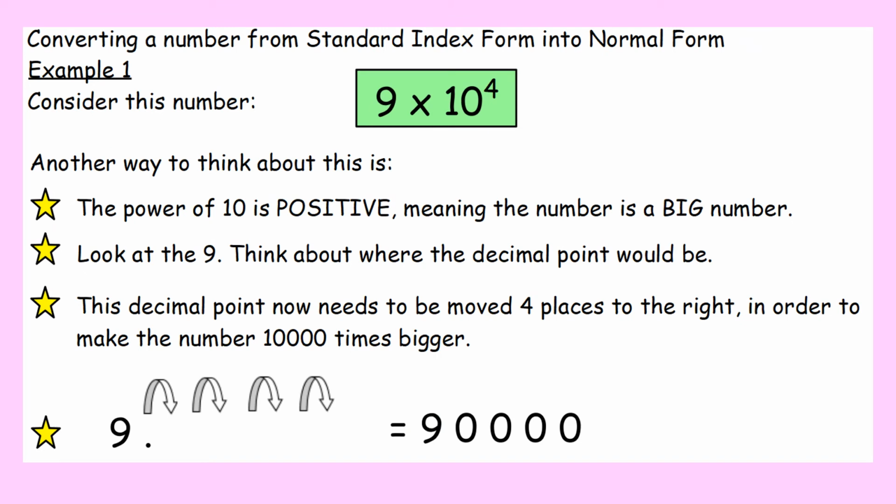Okay. So another way to think about this, say you'd been asked to convert 9 times 10 to the power of 4: the power of 10 is positive, it's positive 4, meaning that the number is a big number. So we look at the 9 and we think about where the decimal point would be. The decimal point now needs to be moved 4 places to the right in order to make the number 10,000 times bigger. So we end up with 90,000. That's another way of thinking about it.